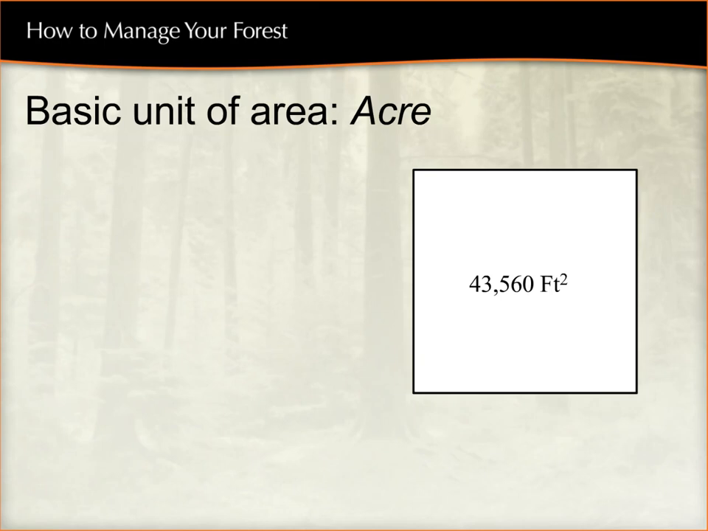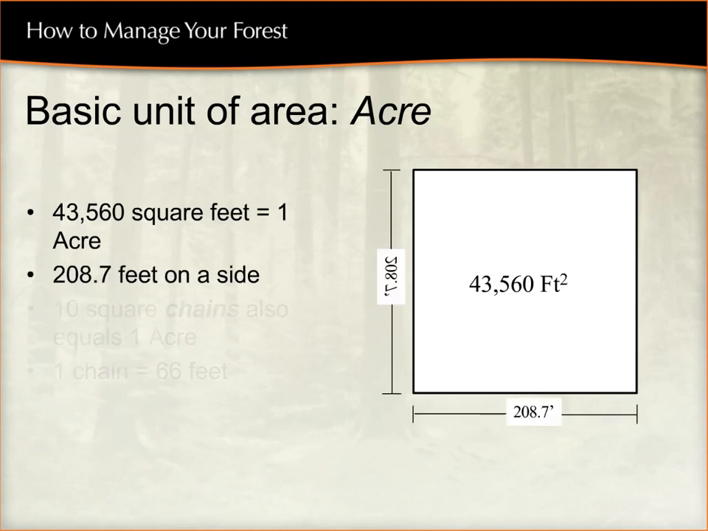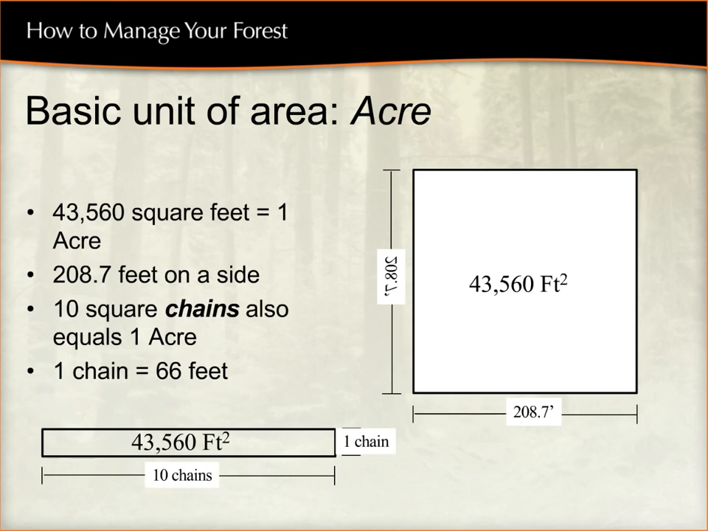Now, I've been using the term acre a lot to talk about area, and I want to articulate exactly what an acre is. We all probably have a pretty good sense of what an acre of ground looks like, but in numbers, an acre equals 43,560 square feet. This equates to a square with about 208 feet on each side. We can also think of acres in terms of chains. Now, a chain is a commonly used unit of length used in surveying and forestry, and each chain contains 66 feet. An acre contains 10 square chains.